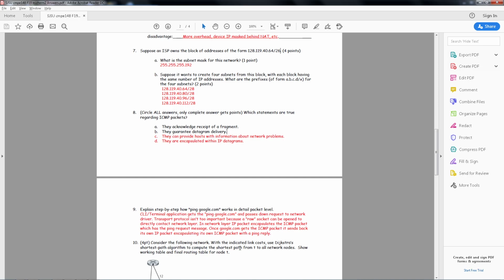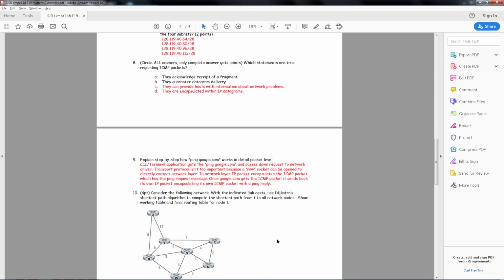Once Google gets the ICMP packet, it sends back its own IP packet, encapsulating its own ICMP packet with a ping reply. This is pretty much it. It's a bit technical. There could be a few more things added to it, but if you can explain that it goes down to the network layer and an ICMP packet and header gets formed and encapsulated, that's pretty much what I was looking for. You didn't need to know about raw sockets, but that would be a more complete answer.